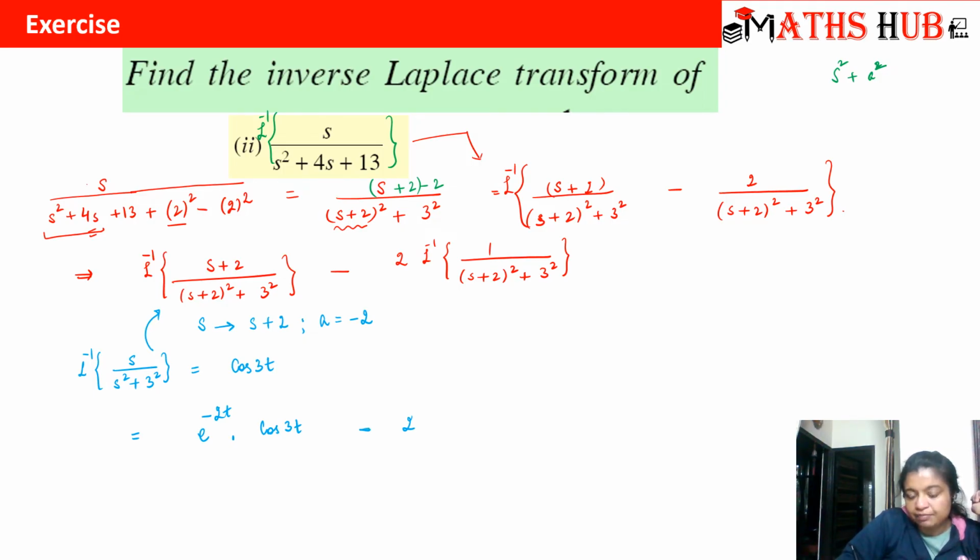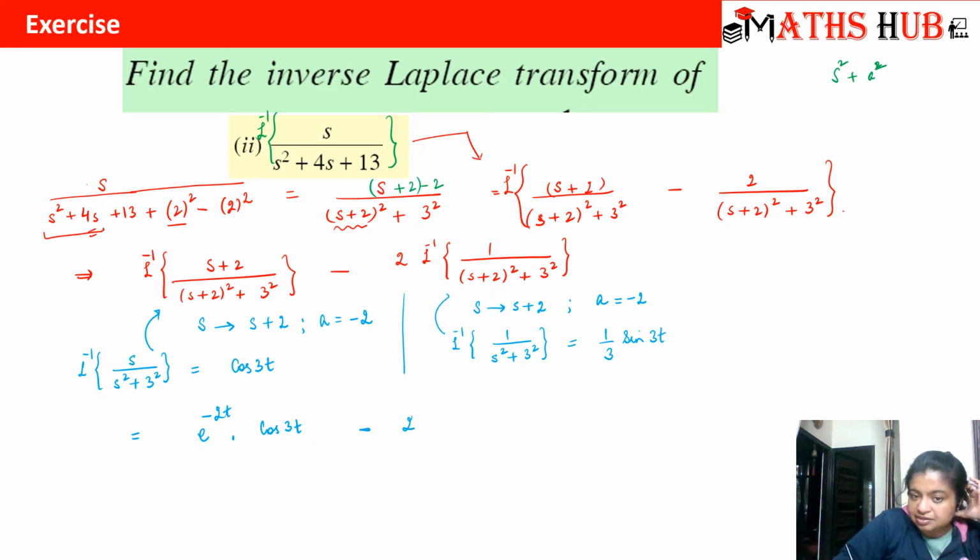And then we have Laplace inverse of 1 upon s plus 2 square plus 3 square. So again here you can see that s is getting shifted to s plus 2. So you can identify your a as minus 2. So if I reduce this term, I'll get Laplace inverse of 1 upon s square plus 3 square. So what is Laplace inverse of 1 by s square plus 3 square? It will be simply 1 by 3 sine 3t.